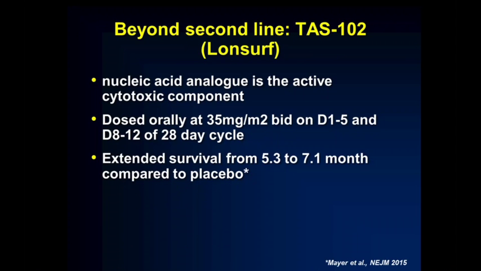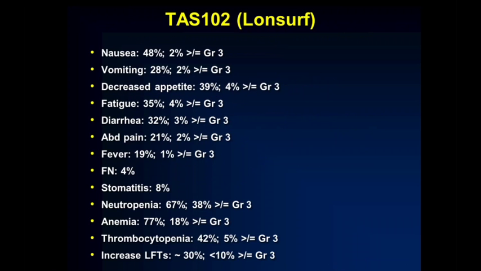And then additional agents beyond second line include Lonsurf, otherwise known as TAS-102. It's a nucleic acid analog that is the active cytotoxic component, and it's got complex dosing: 35 milligrams per meter squared twice a day on days 1 through 5 and days 8 through 12 of a 28-day cycle. It extended survival from 5.3 months to 7.1 months compared to placebo.